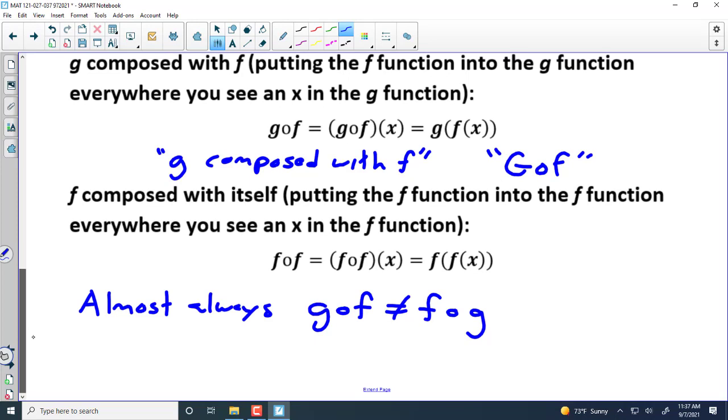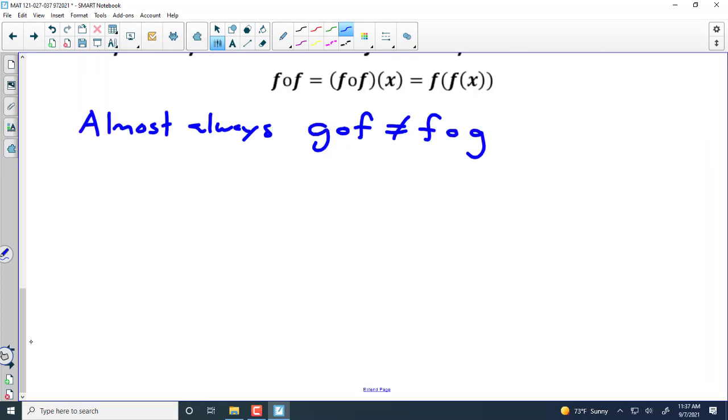All right, so the things that make this tricky are, there's actually two things.